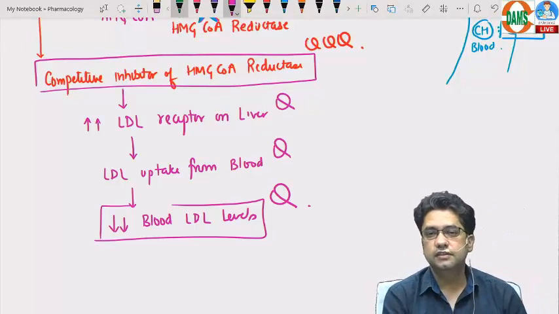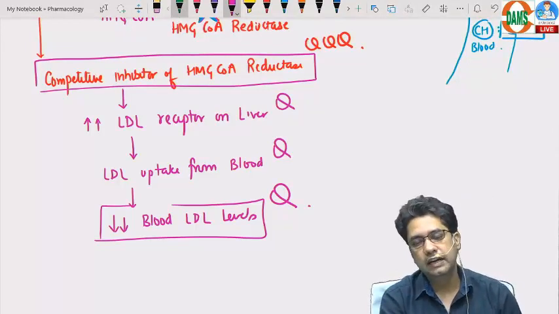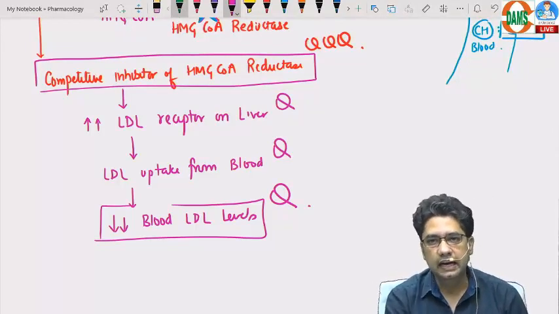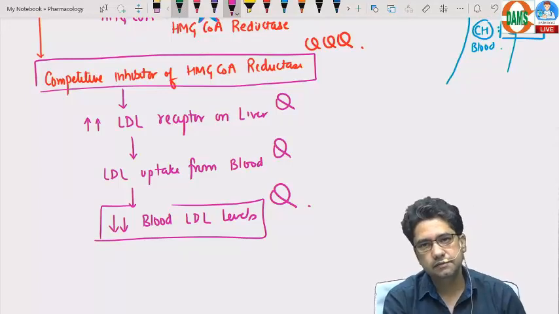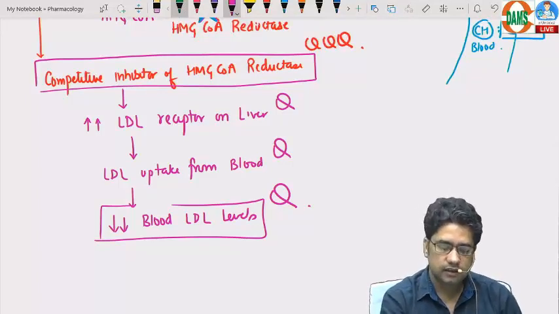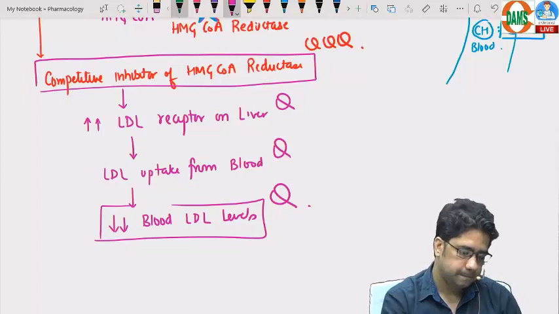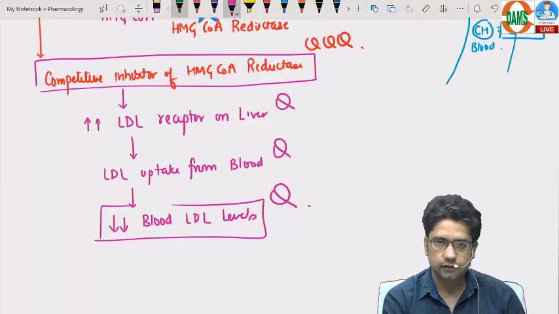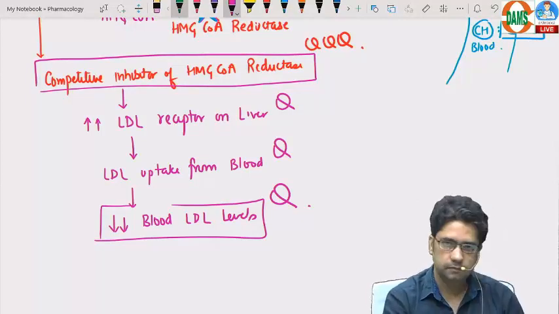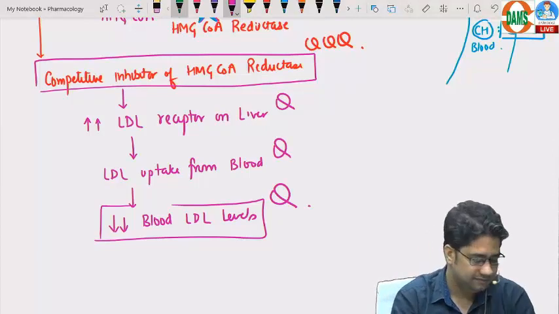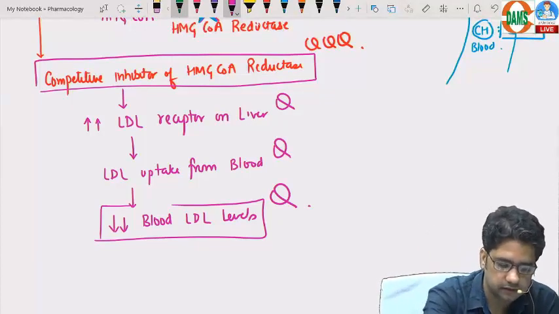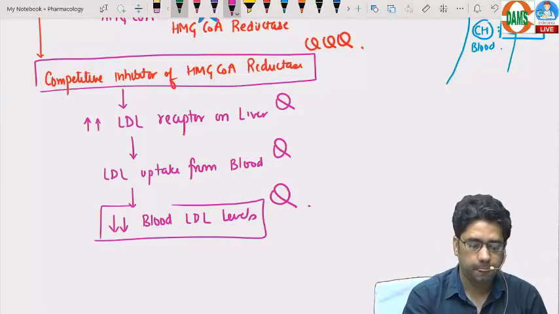Because liver cannot synthesize cholesterol, now it will take LDL from the blood. The LDL receptors on liver will increase. है ना? समझ गए कहानी? Is it simple or not? Yes, it's simple. I am assuming it's simple now. Okay? चलो आगे बात करते हैं. Okay? Done?